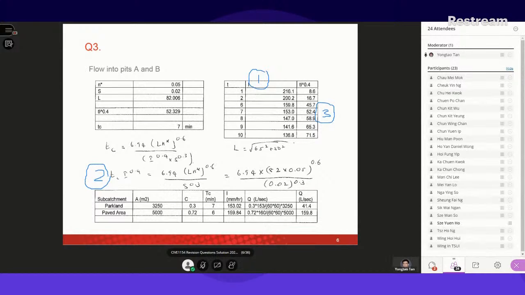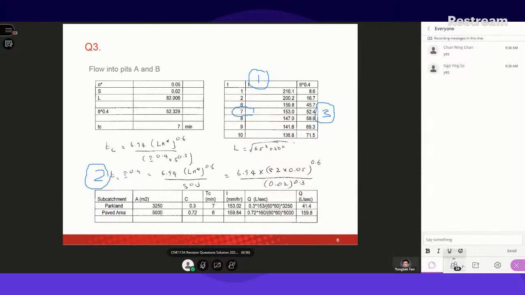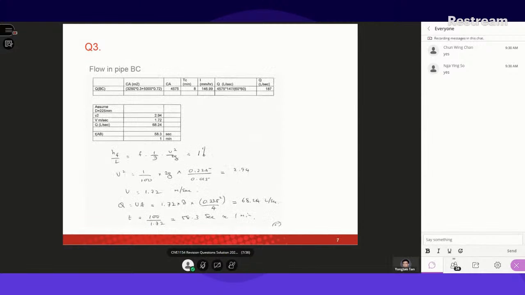Time of computation for overland is 7 minutes. For the channel time, you use the Manning equation, and for the pipe time, you will use the Darcy-Weisbach equation. Okay, this one you will use the Darcy-Weisbach equations.